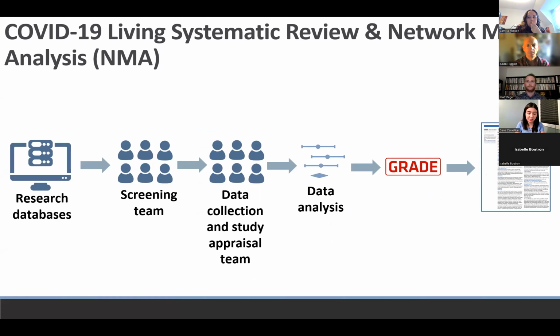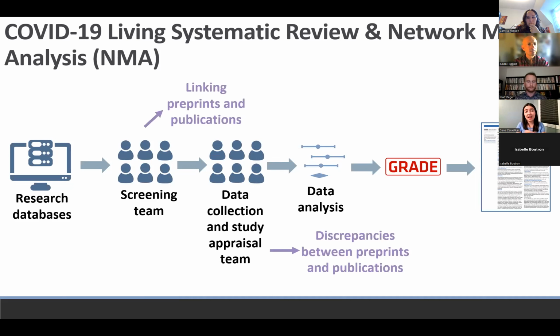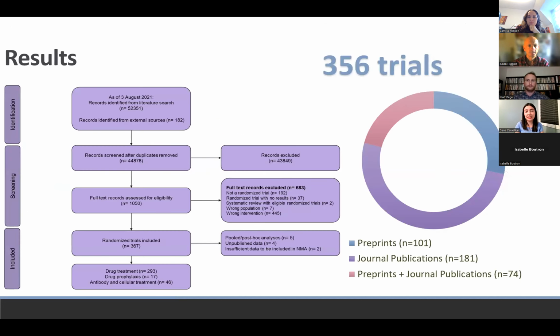As part of the living reviews, we performed daily searches of COVID research databases and, following training and calibration exercises to ensure sufficient agreement, pairs of reviewers worked independently and in duplicate to screen the titles and abstracts and the full text of records deemed eligible at the title and abstract screening stage, and then they extracted data from the eligible trials. For this study, we asked the screening team to link preprints with their later publications, and we also asked the data collection team to document differences in key methods and results between the preprints and the publications.